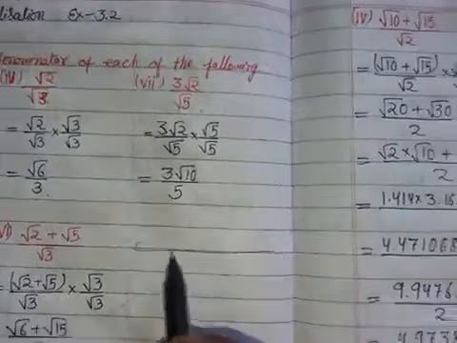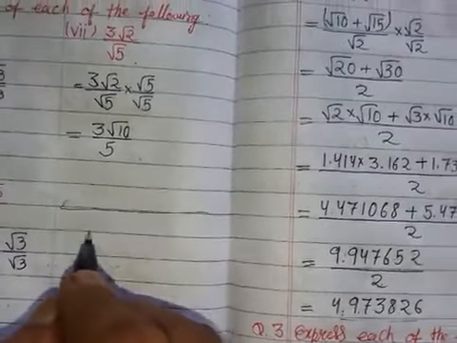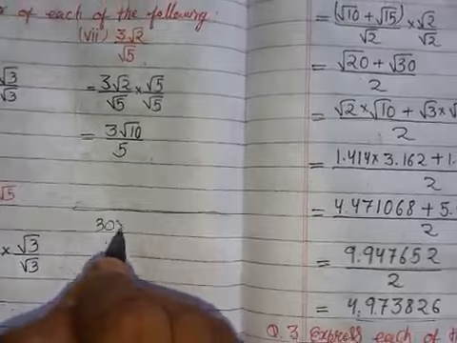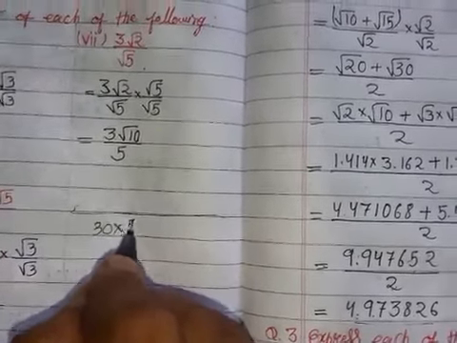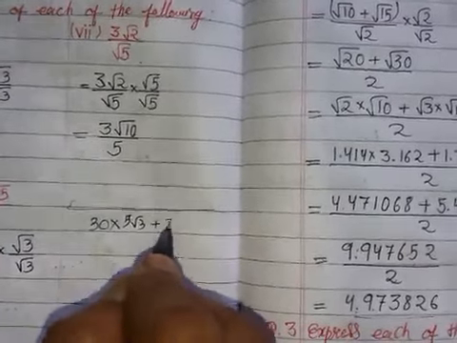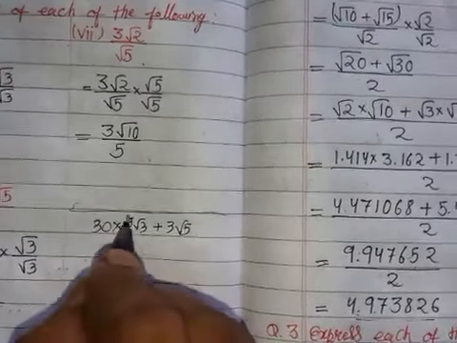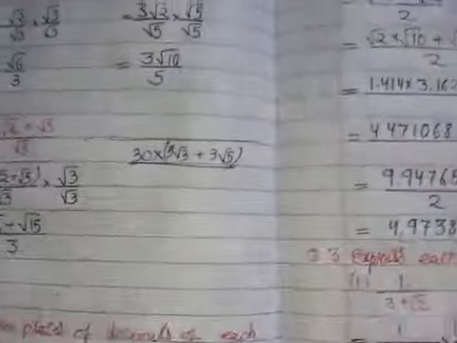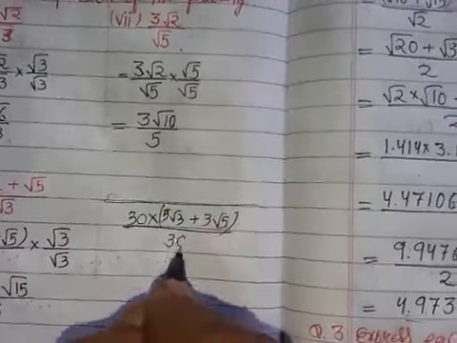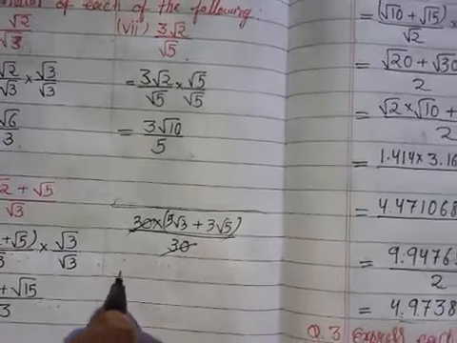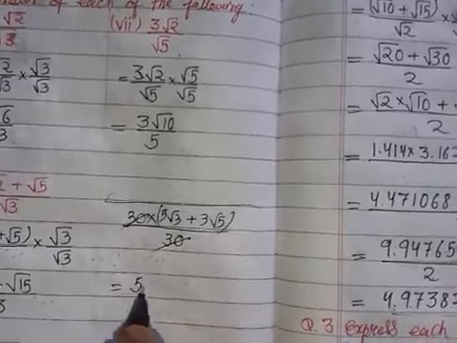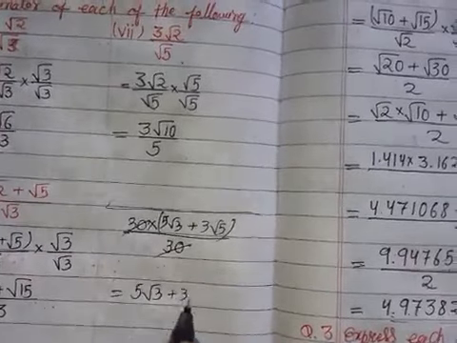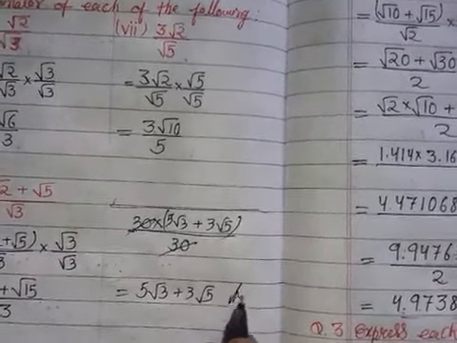Okay, so the result is 30 into 5 root 3 plus 3 root 5 by, what is the difference of 75 and 45? The difference is 30. Okay, so cancel 30. So 5 root 3 plus 3 root 5 is the answer. Okay, result.